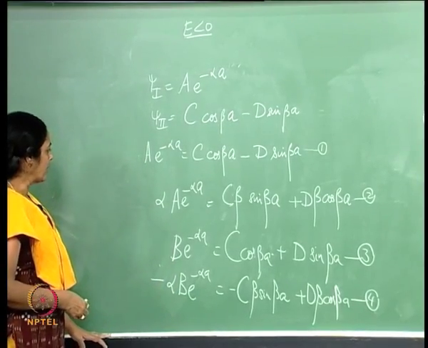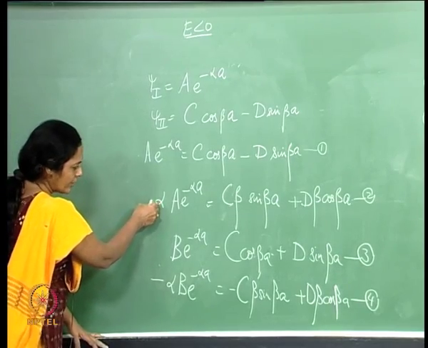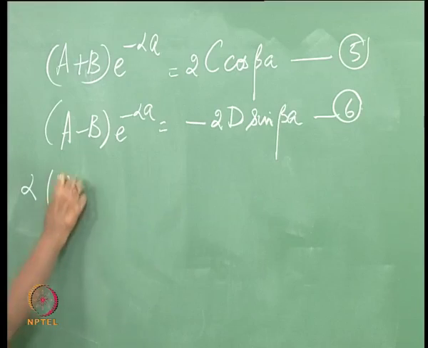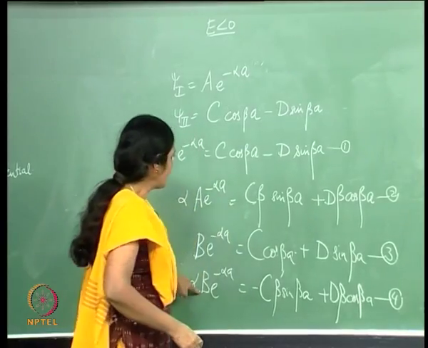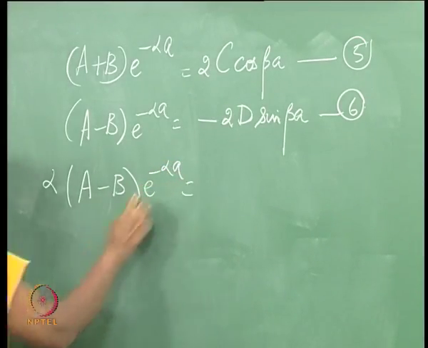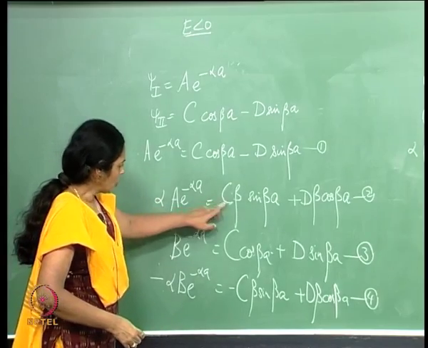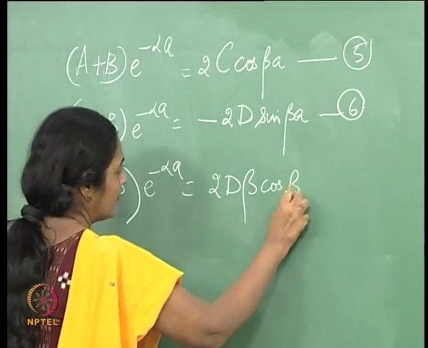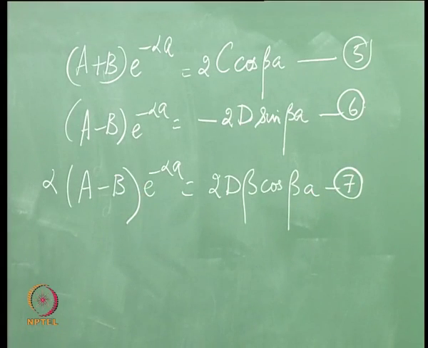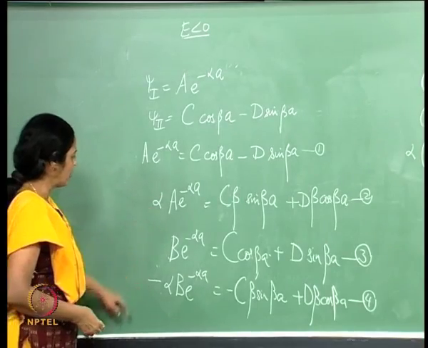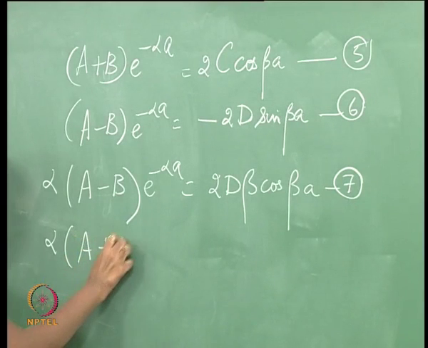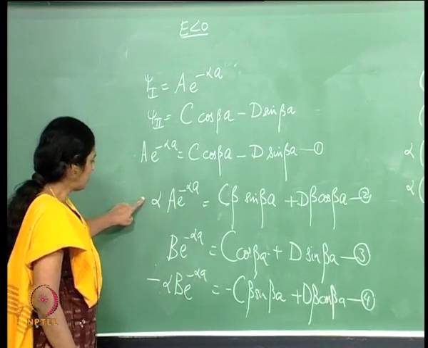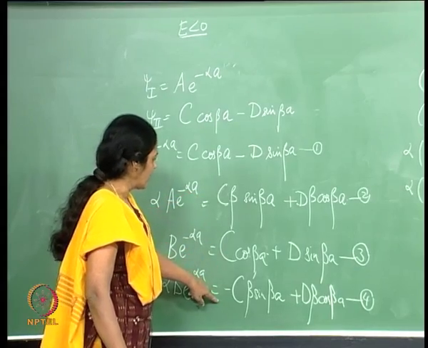No, that is not the only thing that I can do. I can look at these equations. I can look at 2 and 4 and do the same thing. So if I add the two of them, I have alpha times A minus B e to the minus alpha a. Out here, I am adding the two of them, so the sine terms cancel, and I have 2D beta cos beta a. So that is equation 7. The last equation that I need comes by subtracting one from the other, and therefore I have alpha times A plus B e to the minus alpha a. So I subtract 4 from 2 here. When I subtract, I have 2C beta sin beta a, and the D term goes.